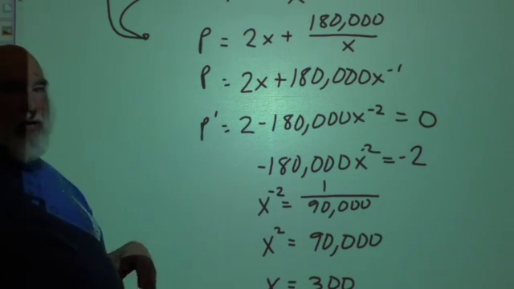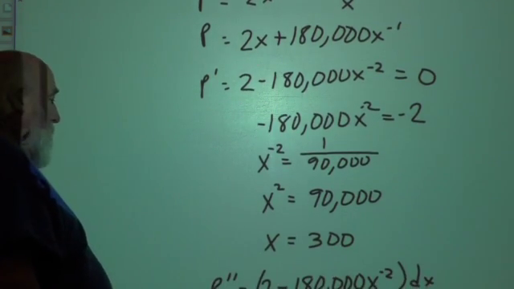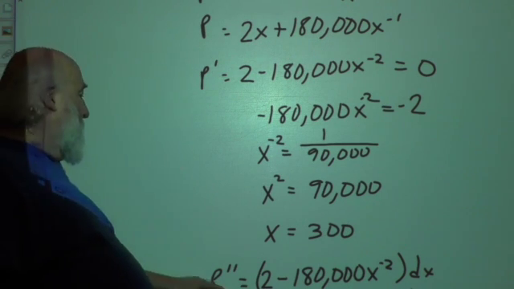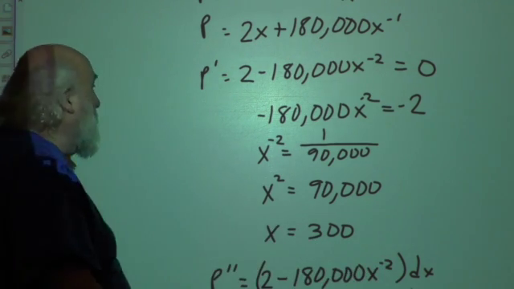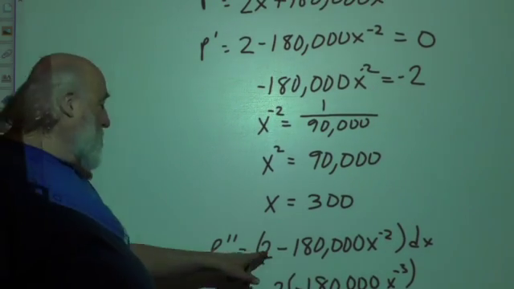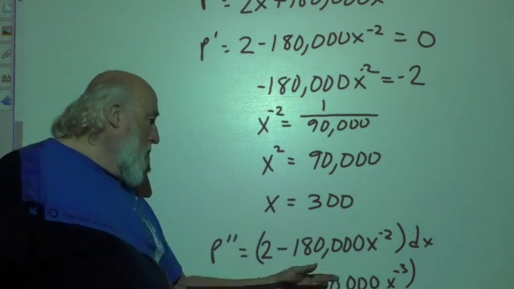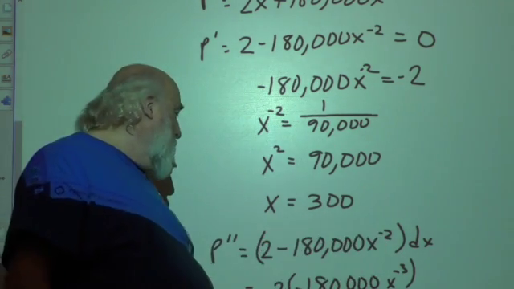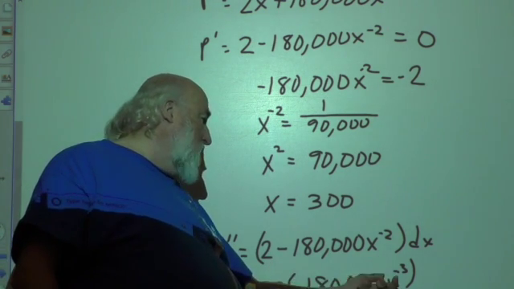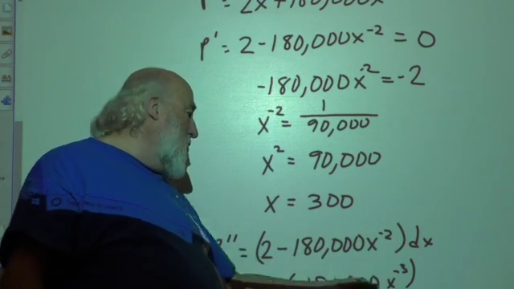So we need to find out if that is a minimum or maximum to make sure this is going to work. So, take the second derivative of this thing right here. As you can see, same thing. Now we're just going to derive it. This becomes 0. I should have put a 0 in front, but I didn't because I'm lazy. And then negative 2 goes in front of this negative 180,000, and then the exponent becomes 1 less than negative 2, which is negative 3.